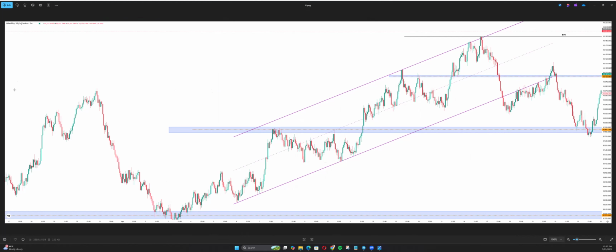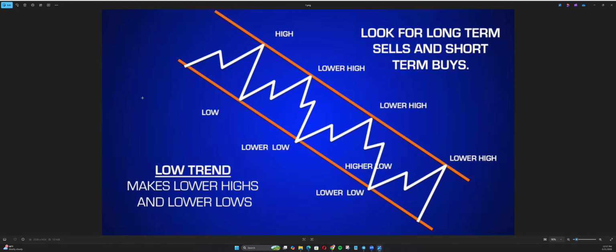Okay, so let's talk about the downtrend. Now, the downtrend is just the opposite of the uptrend. For every high and low in the downtrend, they are all going lower. The uptrend goes higher; for the downtrend, every high and low goes lower.